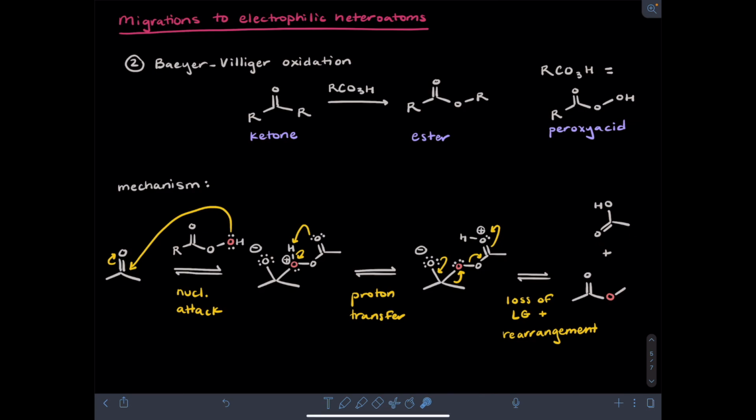So in terms of the migration step, you have a carbon group migrating so that a pi bond can reform. And it is this oxygen in red that was originally a part of the OH group of the peroxy acid that's serving as the electrophile. And the loss of leaving group is occurring from this electrophilic oxygen.